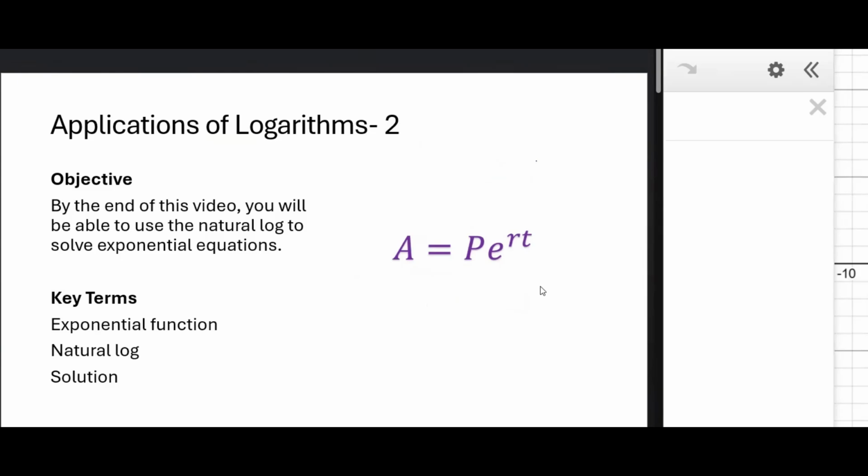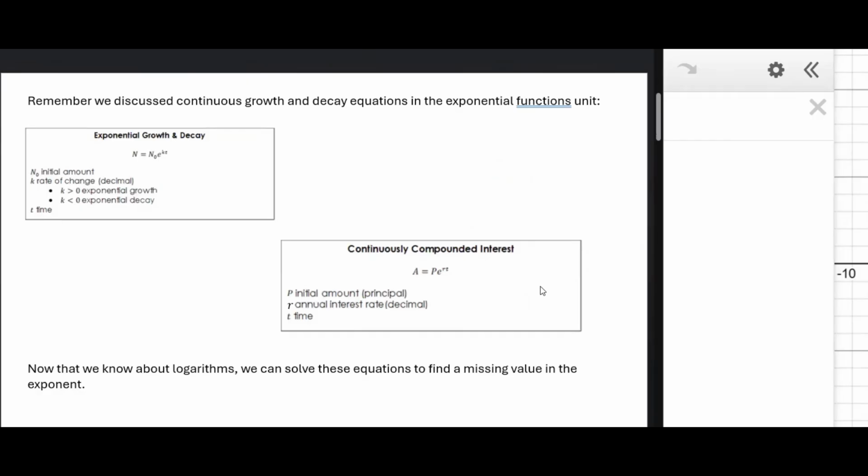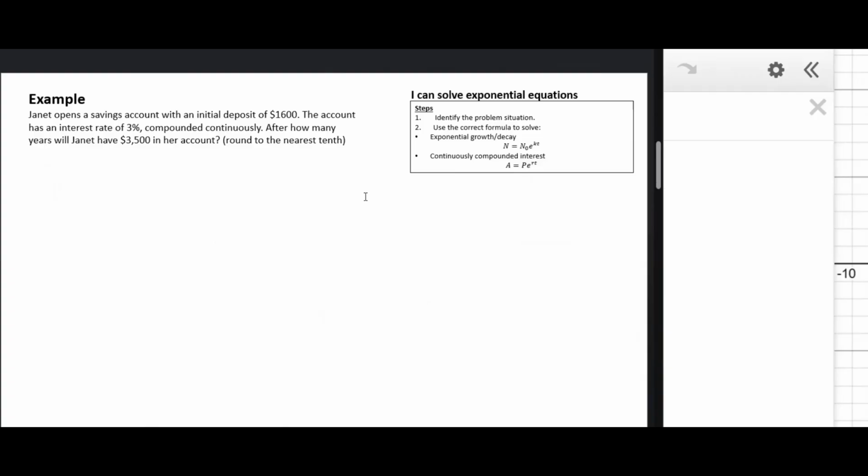In this video, we're going to talk about how to use the natural log to solve exponential equations. Remember we talked about continuous growth and decay equations in the exponential functions unit. We talked about exponential growth and decay using the formula N equals N naught e to the kt, and continuously compounded interest using the formula A equals Pe to the rt. Remember the key to identifying when we need to use these formulas is we see the word continuous being used in the problem statement. So let's try this example.